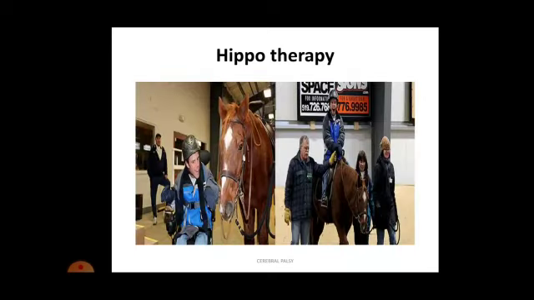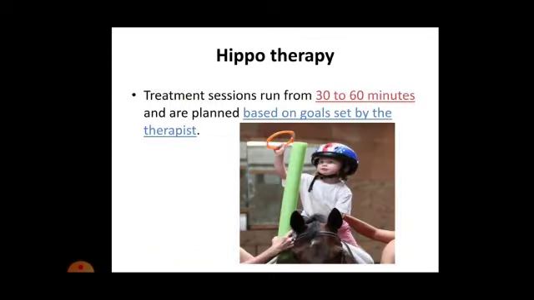Now we can see on the left side the horse and patient, and on the right side the patient is sitting on the horse. This treatment session is mainly for 30 to 60 minutes, and that is planned based on goals set by the therapist. For example, in this figure you can see that the child is practicing on the horse. Why this ring? Clear?